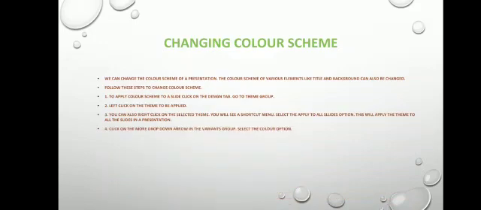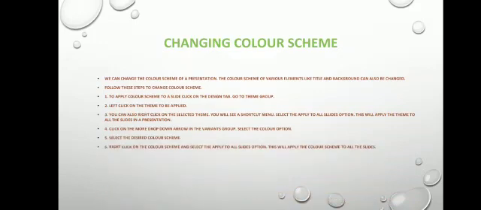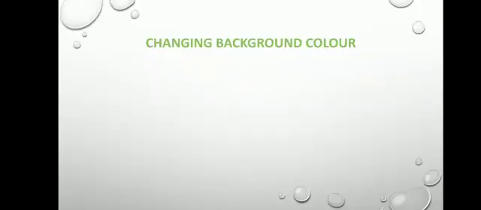Click on the More drop down arrow in the Variants group. Select the color option. Select the desired color scheme. Right click on the color scheme and select the Apply to All Slides option. This will apply the color scheme to all the slides. Select the Apply to Selected Slides option to apply the color scheme to the selected slide. Next is changing background color.